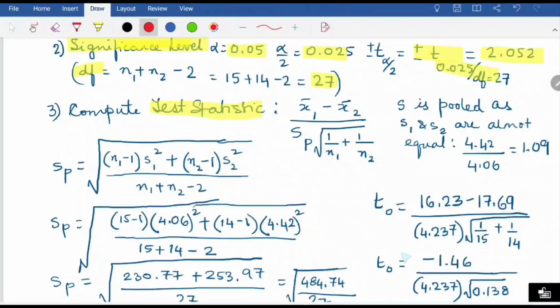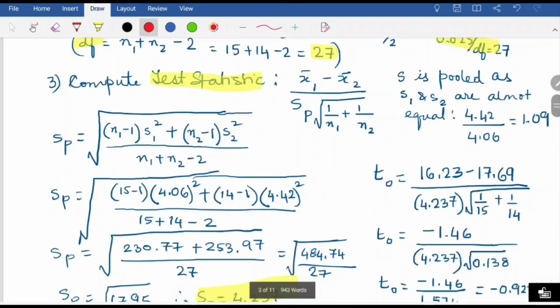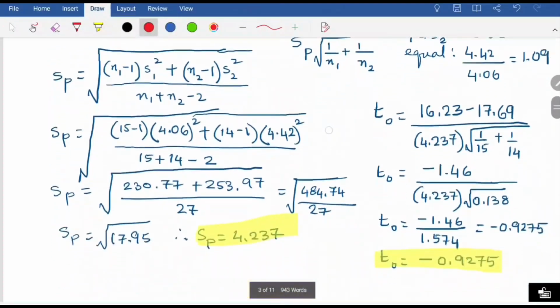We have to pool our standard deviations, and S sub P goes with this formula here. It's (n sub 1 minus 1) times S sub 1 squared plus (n sub 2 minus 1) times S sub 2 squared, divided by the DF, and then you take the square root. So make sure you plug in all the values correctly, otherwise you'll end up with the wrong S sub P value, which is going to affect your T sub 0 value eventually.